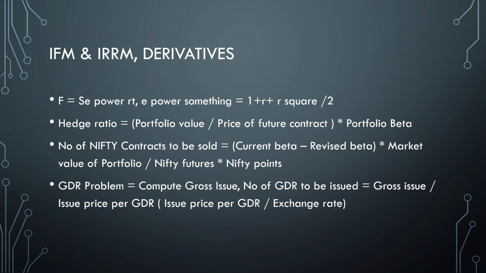Next one on international financial management is a very important, frequently asked question, that is the GDR program. When net issue is given, you need to arrive at the gross issue, then the number of GDRs to be issued is gross issue by issue price per GDR, and issue price by exchange rate will give you the issue price per GDR.